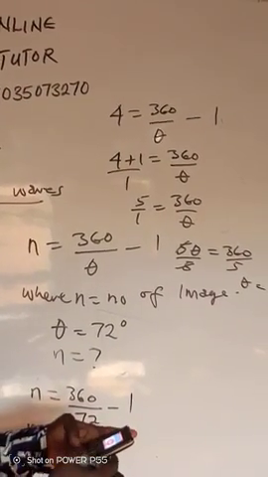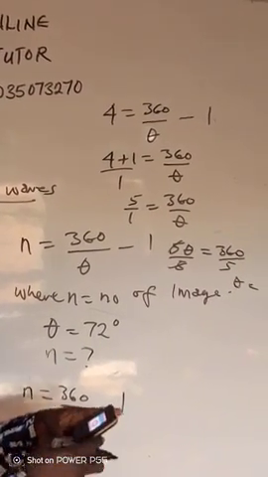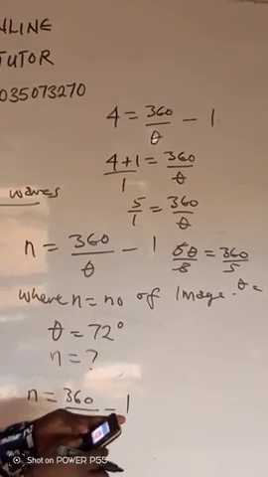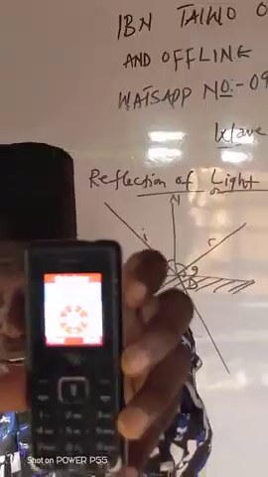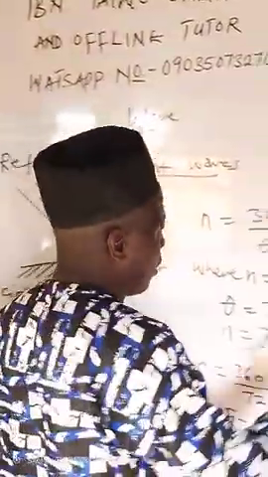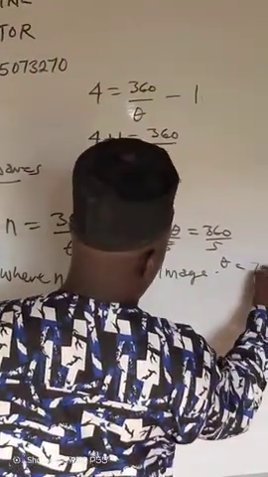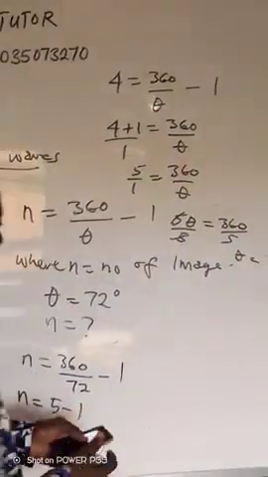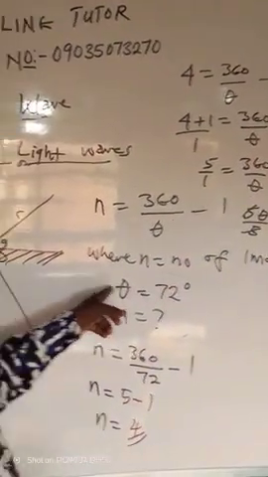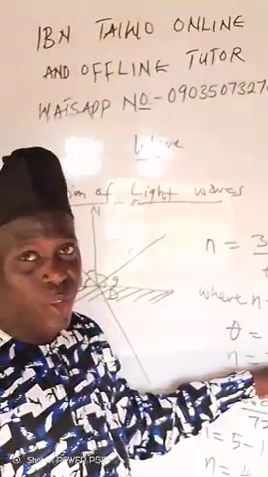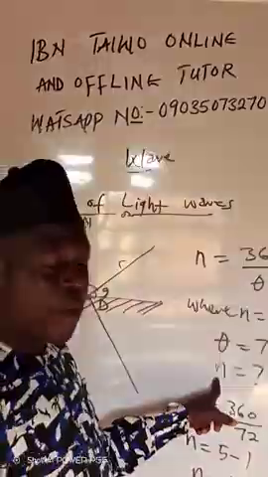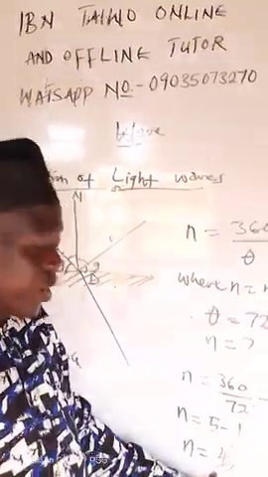Let's see. 360 divided by 5 gives what? Can't you see it on the screen? It is 72 degrees. It means that when we have been given a question where our theta is 72 degrees and the question asks us to calculate the number of images, we get 4 as our number of images.